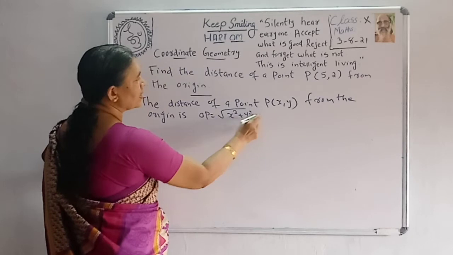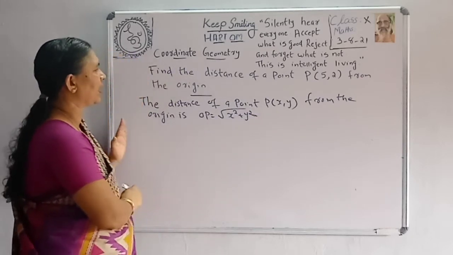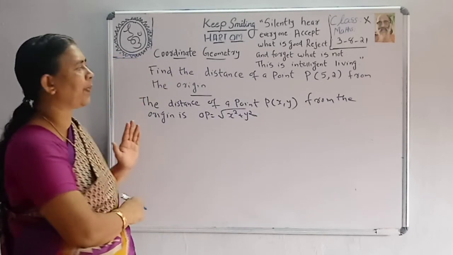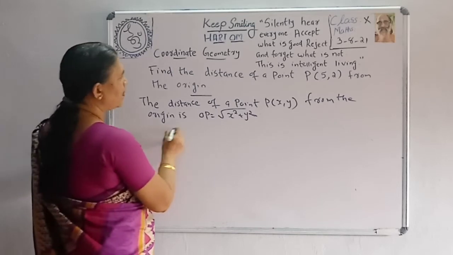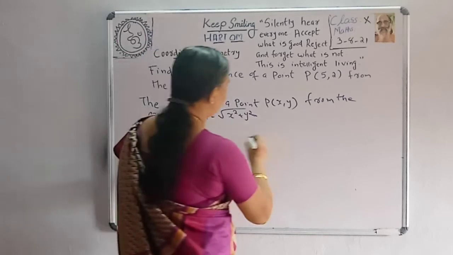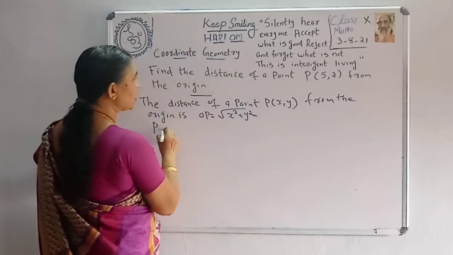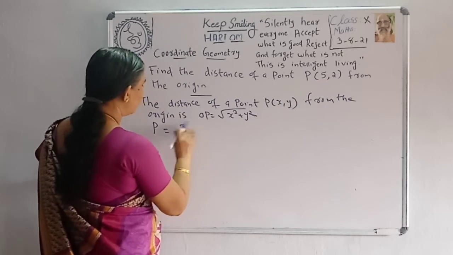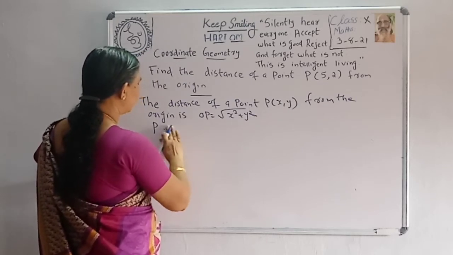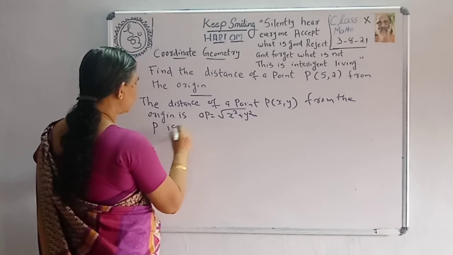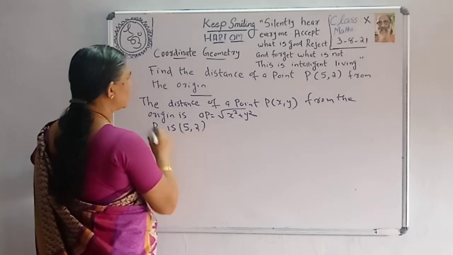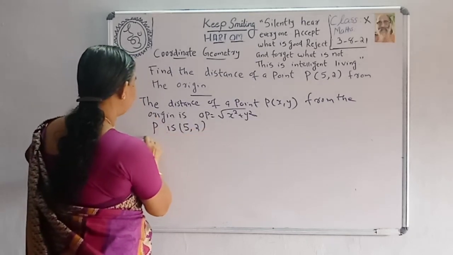Then here, what is P(5, 2)? We are asked to find the distance of a point P(5, 2) from the origin. Therefore, here P is 5, 2. The coordinates of P are 5, 2. So the distance of a point P(5, 2).